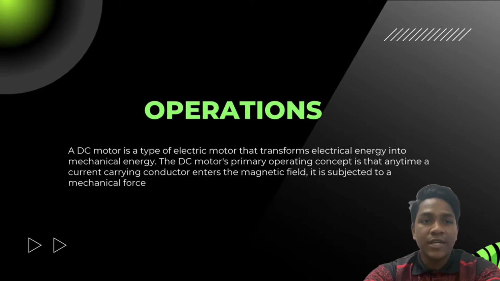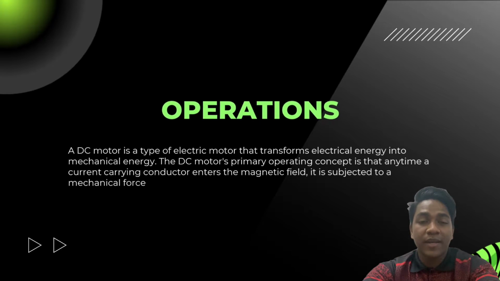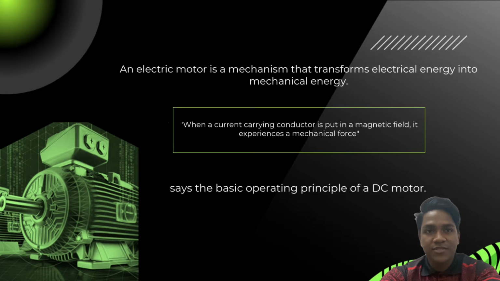A DC motor is a type of electric motor that transforms electrical energy into mechanical energy. The DC motor's primary operating concept is that anytime a current carrying conductor enters the magnetic field, it is subjected to a magnetic force. An electric motor is a mechanism that transforms electrical energy into mechanical energy. When a current carrying conductor is put in a magnetic field, it experiences a mechanical force, says the basic operating principle of a DC motor.